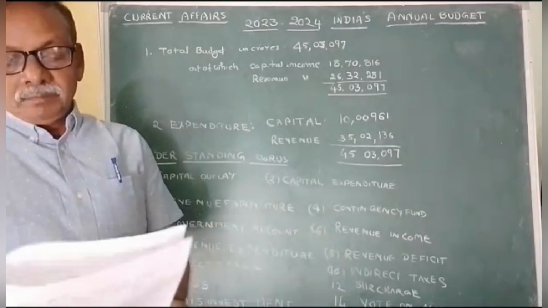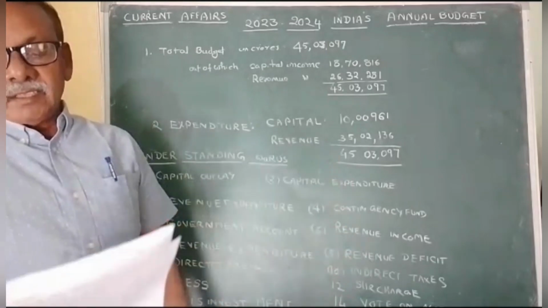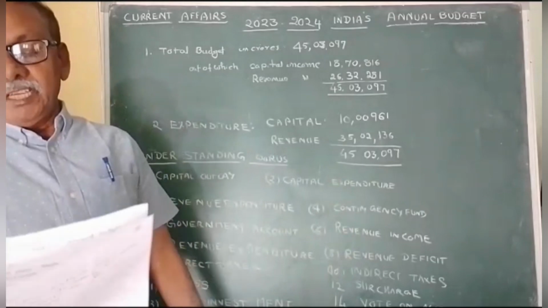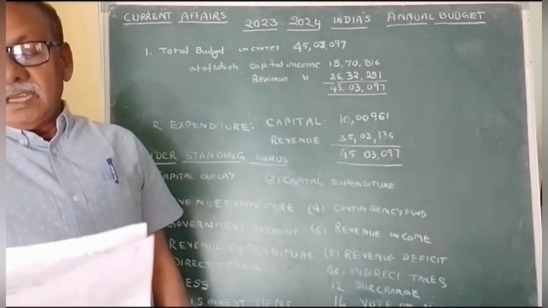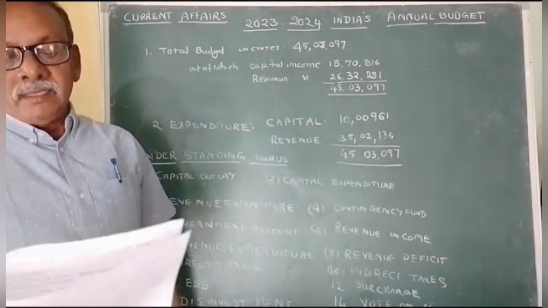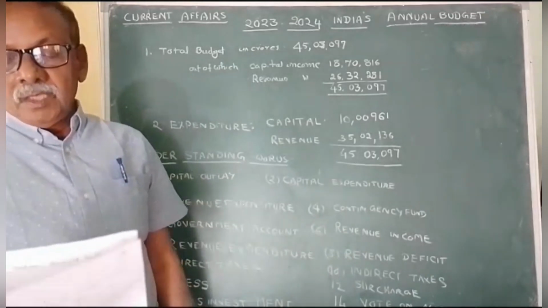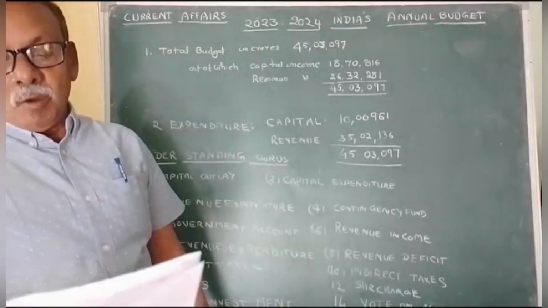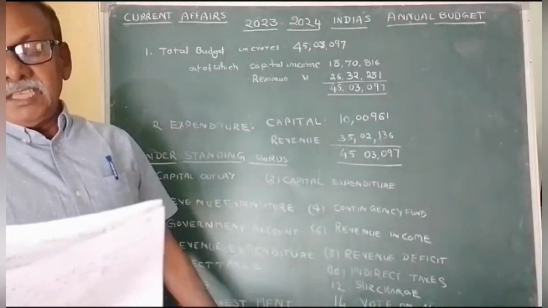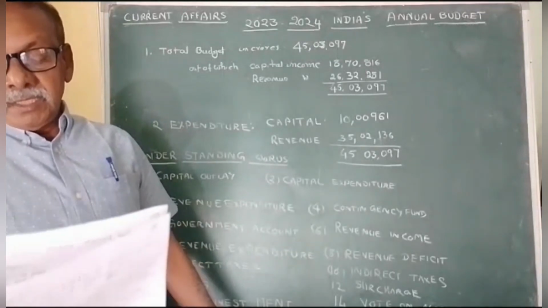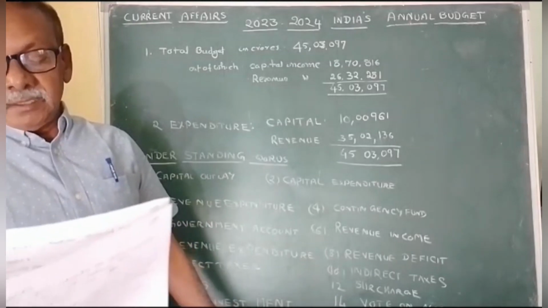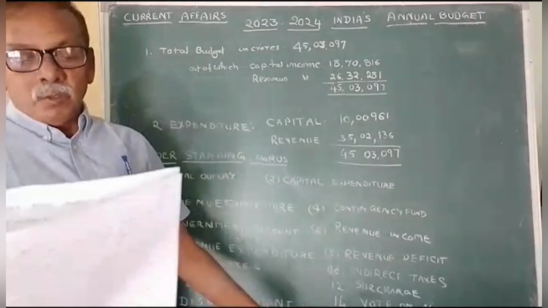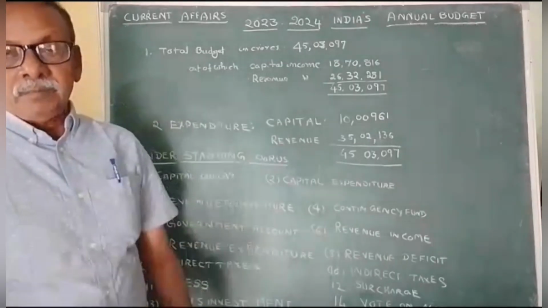Revenue income. All the taxes that are coming from customs duty, excise duty, corporate tax and other tax receipts are known as revenue income. Revenue expenditure. Administrative expenditure of the government, salaries, interest on loans, payments, subsidy expenditure, amounts spent on transfers, all these amounts are known as the revenue expenditure.